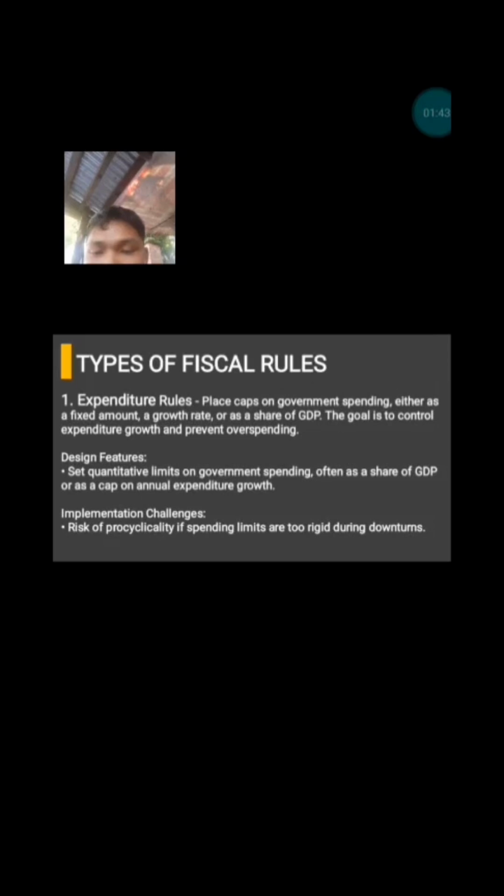Implementation challenges. Risk of procyclicality, and spending limits are hard to raise during downturns.